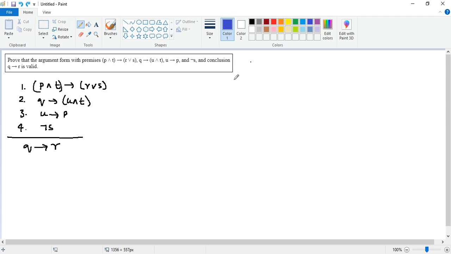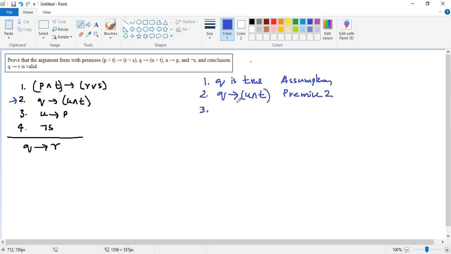Okay, so let's start. First I'll assume that Q is true. So that's my assumption. Now I have to look at the proposition that involves Q, so that I can apply some rule of inference. I look at the second statement, and it involves Q. So I just write that: Q implies U and T. Here I'm using premise number two.